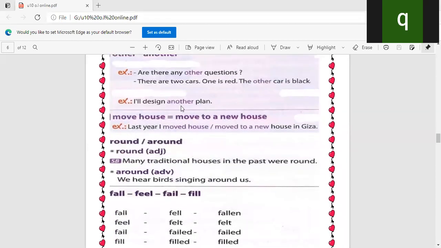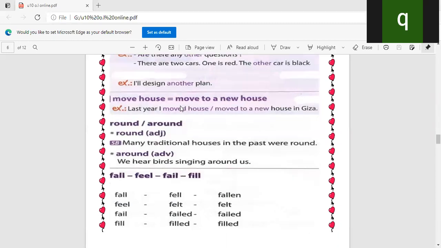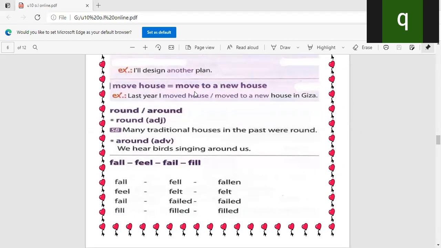Okay, I'll design another plan. Another comes with the singular only. Okay, another plan, singular noun. Move house means to go to a new house, to move to a new house. Last year, I moved house, or moved to a new house in Giza.